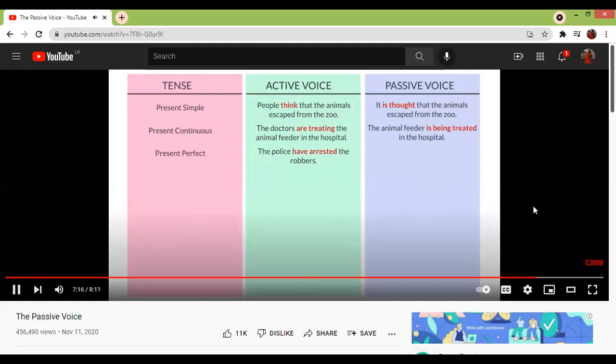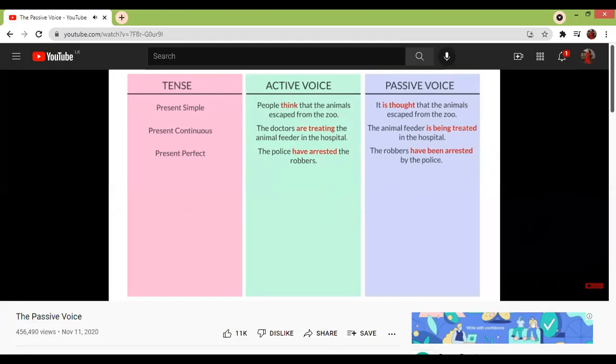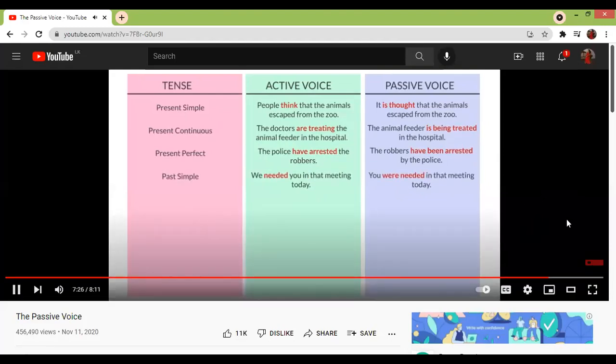The police have arrested the robbers. The robbers have been arrested by the police. We needed you in that meeting today. You were needed in that meeting today. Right. We needed you in that meeting today. So then we can make you were needed in that meeting today, right? Okay.